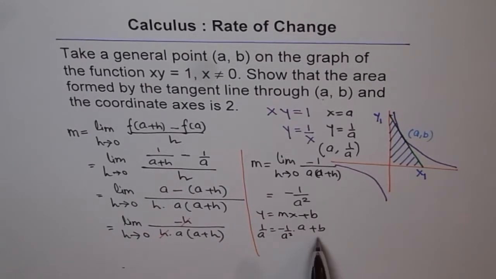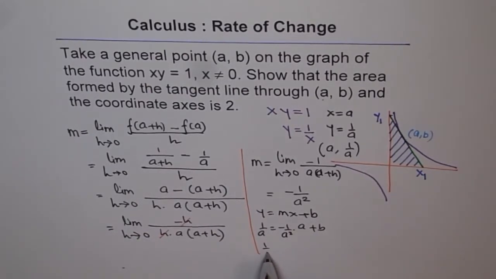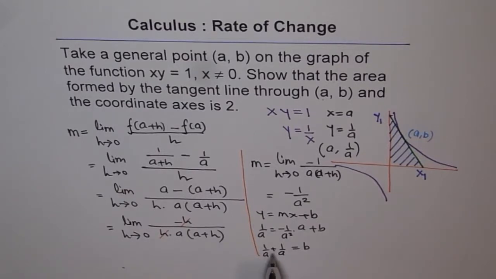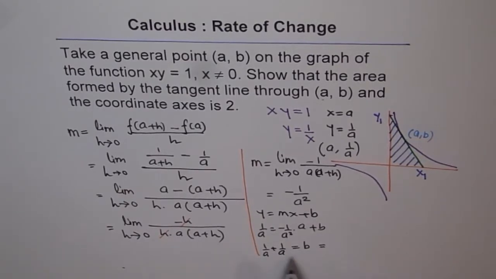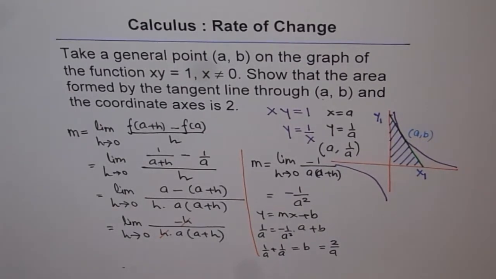Now from here we can calculate b, right? So this is 1 over a, and minus this is also 1 over a, so it comes to this side, so you get plus 1 over a equals b. And therefore b is equal to 1 over a plus 1 over a, which is 2 over a. So we get b as 2 over a, right?